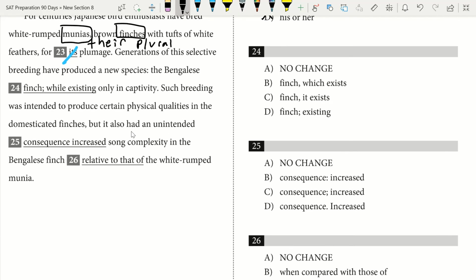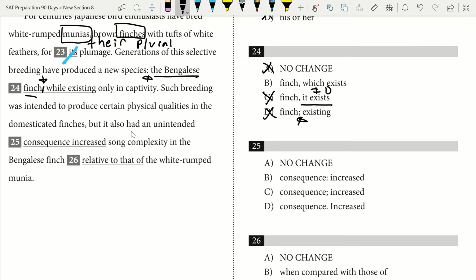Next, we have "Generations of this selective breeding have produced a new species, the Bengalese finch." One thing that jumps out to me immediately is that I have a colon right here. I'm not going to say that colon is introducing this Bengalese finch and then put a semicolon after that. I can't do that grammatically. That's incorrect, so I know A is wrong right off the bat. That tells me D is also wrong because it has that semicolon as well. I can't use a comma and then say it exists only in captivity, because then I have an independent clause after that comma, and I can't have that.